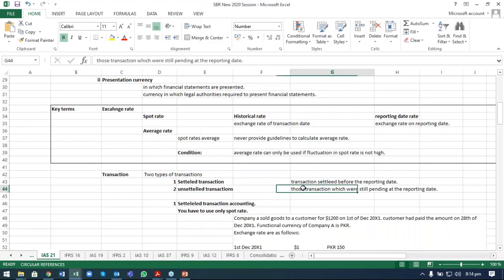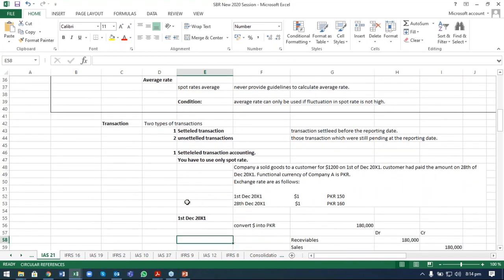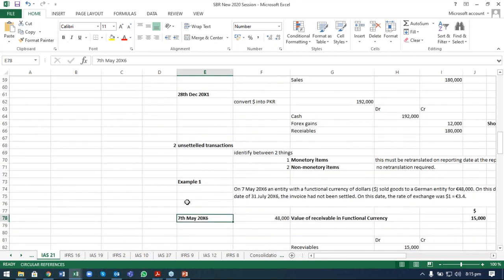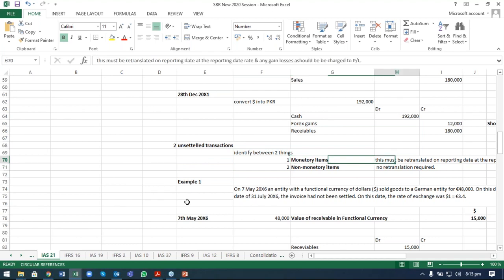If it is an unsettled transaction, it should be differentiated between monetary and non-monetary items. You need to identify whether the item under consideration is a monetary item or a non-monetary item, right? If it is a monetary item, you have to retranslate that item at the reporting date. And if it is a non-monetary item, then you're not supposed to retranslate it once again, right? But in this case, inventory is always a non-monetary item.